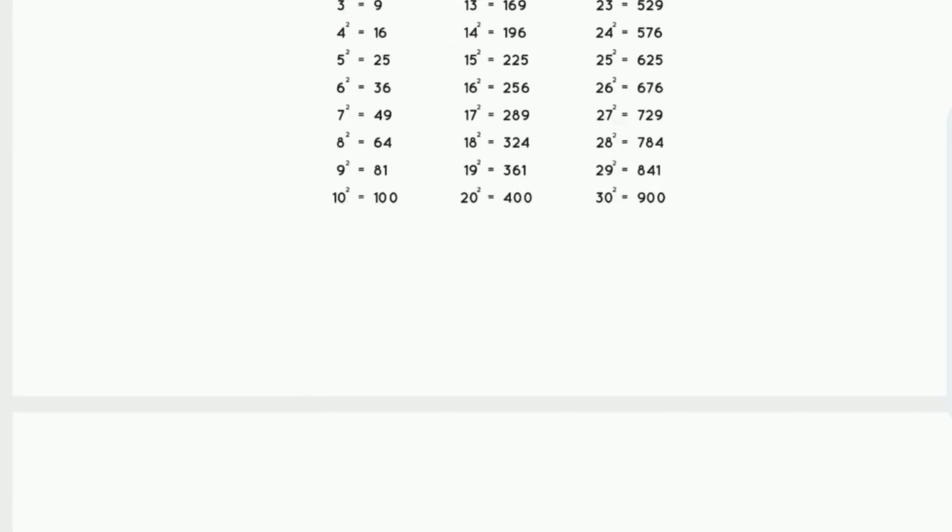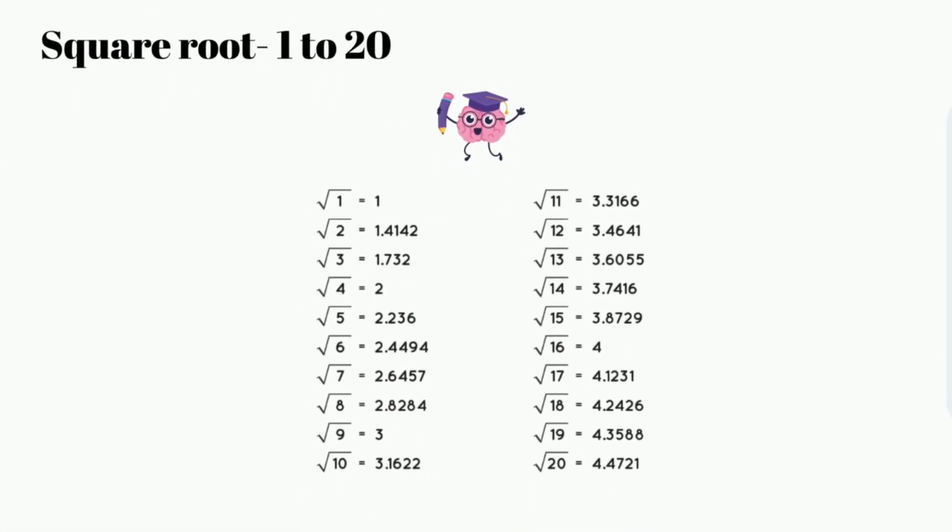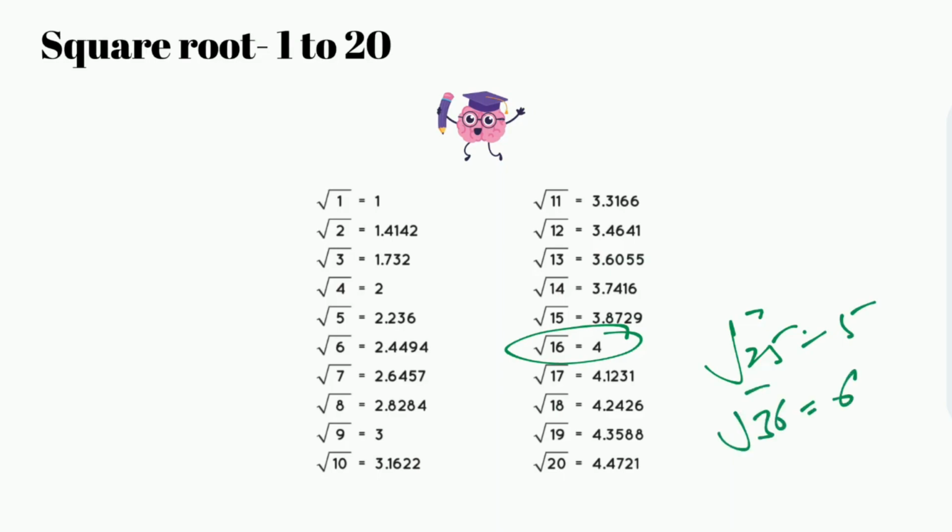The next thing we have is the square root table. This table has the square roots till 20, but you can learn more as you progress. But the major ones which don't have a decimal are the ones you need to remember. So the square root of 16 becomes 4, the square root of 25 becomes 5, the square root of 36 becomes 6. Once you practice all of these and start using them, it will become easier for you.